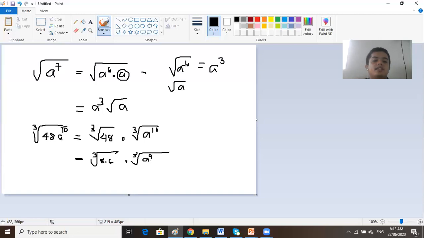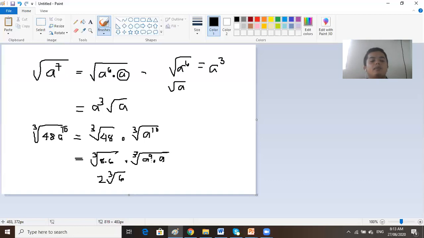Since a^10 cannot be divisible by 3, we take a up to 9 only. So a^9 times a. In this case, what is the cube root of 8? That is 2. Since 6 cannot be cube rooted, it will stay inside the radical. So the cube root of 6.